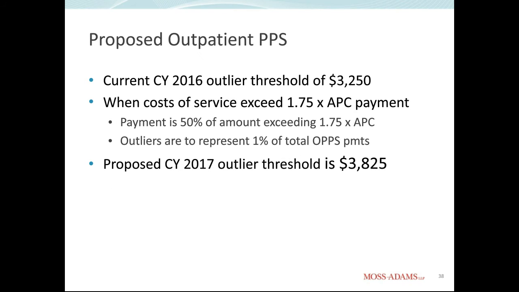Similar to inpatient, outpatient has an outlier when those outpatient cases become high cost. This is the calculation of how they arrive at that outlier threshold, and then we have our threshold here of $3,825. So once a facility's calculated case goes over that threshold, there's additional reimbursement available.